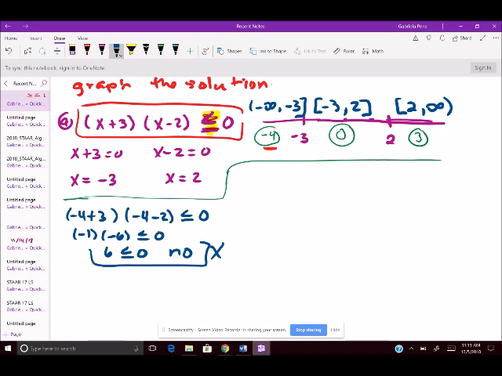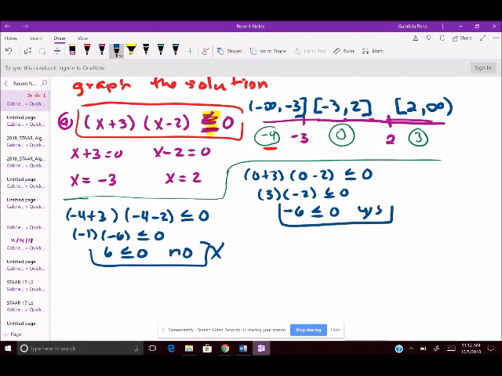So then I try the other one. The next one to try would be 0. 0 plus 3, 0 minus 2. Is this less than or equal to 0? Well, what's 0 plus 3? 3. What is 0 minus 2? Negative 2. And that right there becomes negative 6. Is negative 6 less than or equal to 0? Yes. So guess what? This here is part of my answer.